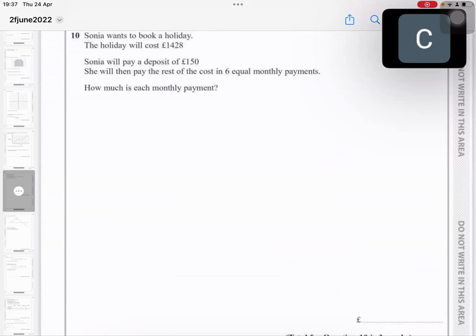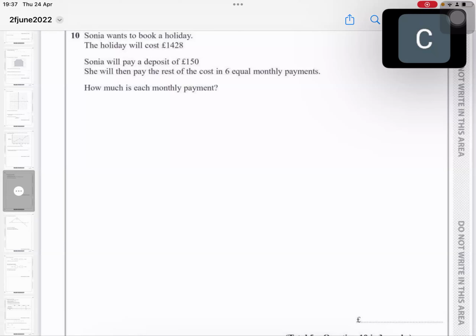Okay. This one is about Sonia. It says Sonia wants to book a holiday. The holiday will cost £1,428. Sonia will pay a deposit of £150. She will then pay the rest of the cost in 6 equal monthly payments. Okay. It says how much is each monthly payment.